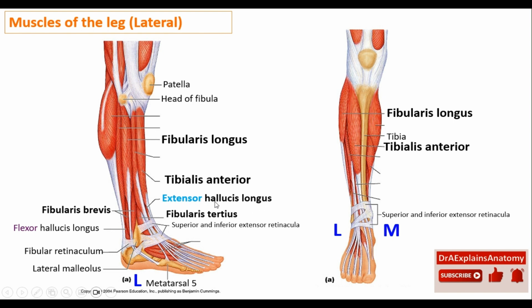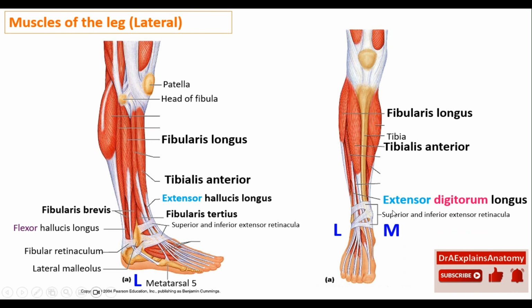Extensor hallucis, it extends the big toe, the hallux region. It is on the anterior aspect, whereas the flexor hallucis longus is on the posterior aspect to allow us to flex the big toe. This right here, we have the fibular retinaculum, that is the superior and the inferior extensor retinacula. We can see the lateral malleolus, which is part of the fibula.